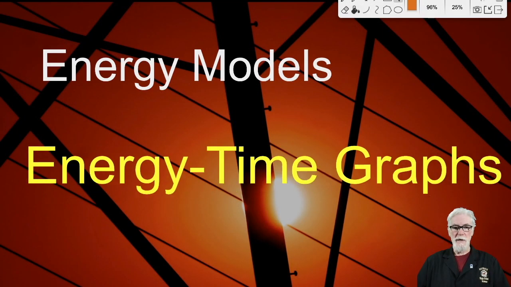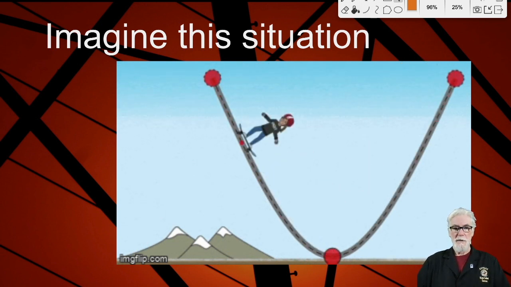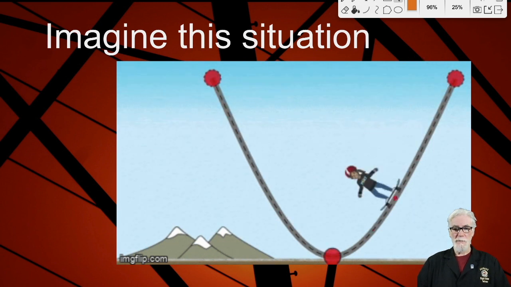The tool we're going to investigate today is called an energy time graph, and it's kind of what the name implies. We're going to plot energy and how it changes over time. Imagine this situation. Here's a skateboarder on a half pipe going back and forth, and clearly this is imaginary. There's no friction because she's going back up to the same height every time that she started from.